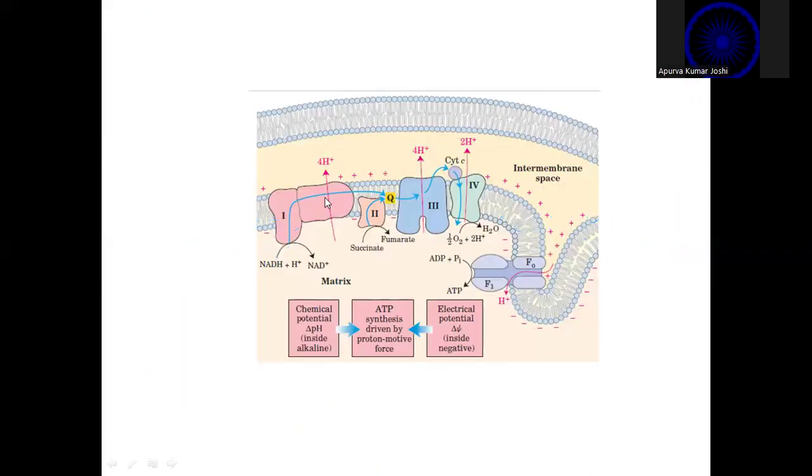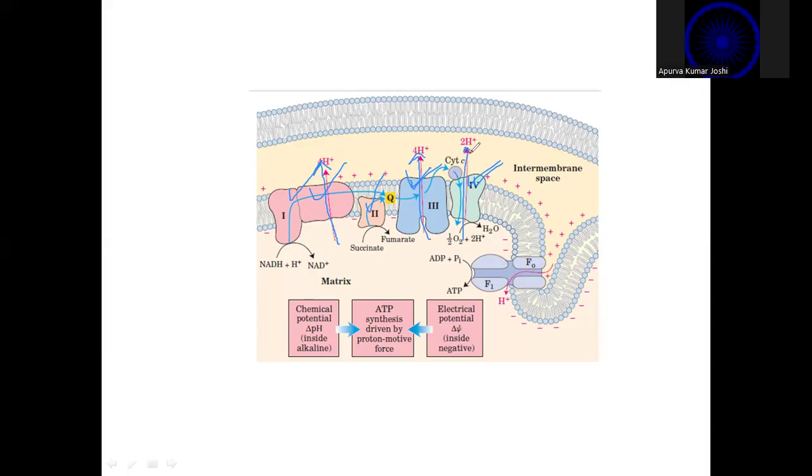The mitochondrial electron transport system has complexes embedded within the inner mitochondrial membrane. We have complex 1, which oxidizes NADH, complex 2, which oxidizes succinate, complex 3, which reduces cytochrome C, and complex 4, which oxidizes cytochrome C as it reduces oxygen to water. And as these reactions happen, complex 1, 3, and 4 pump protons into the intermembrane space from the mitochondrial matrix.